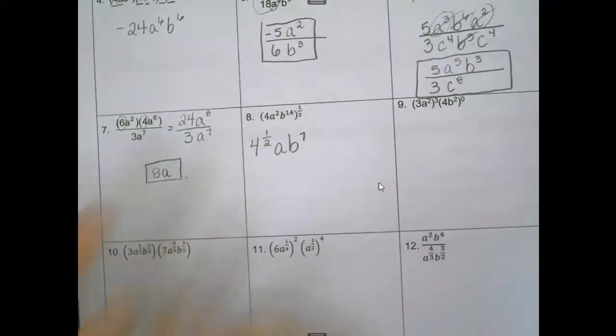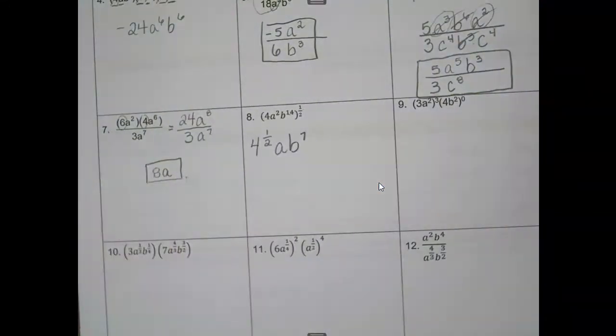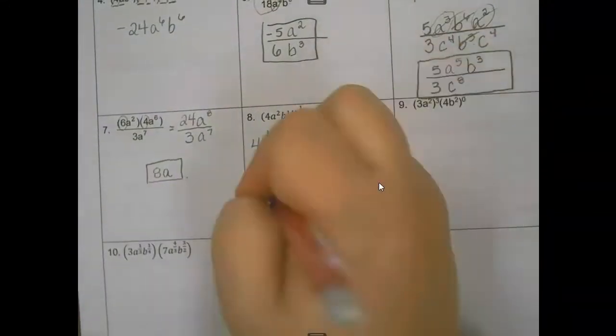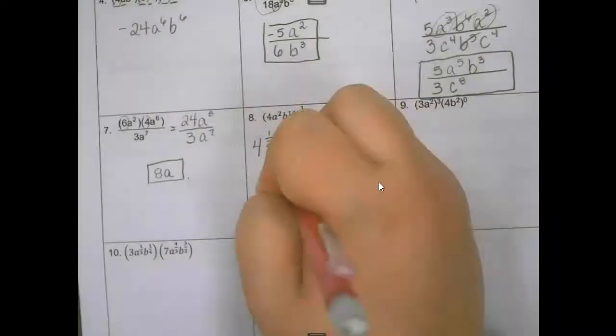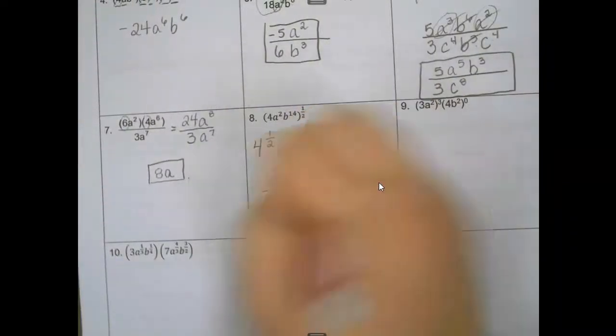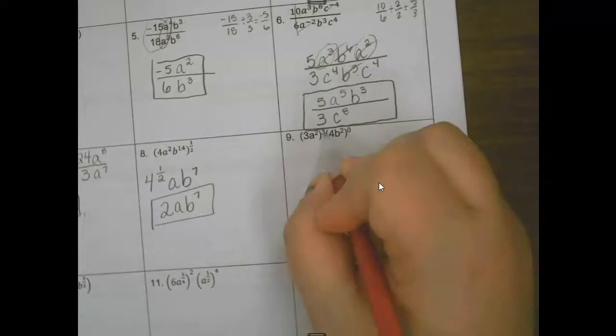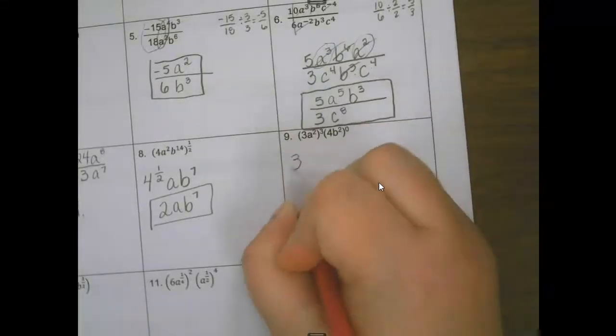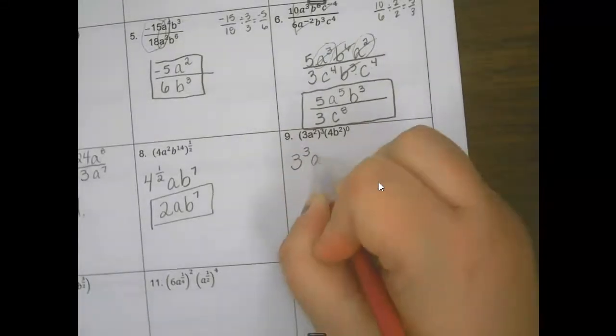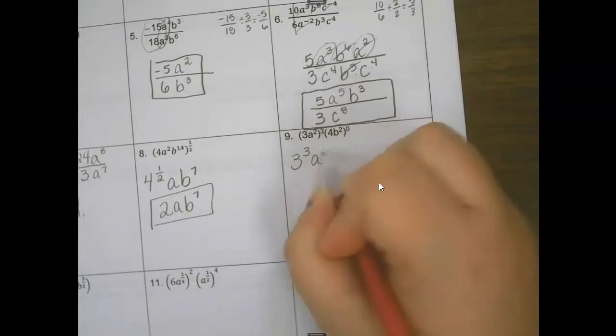So we talked about when you have 4 to the 1/2, that is the same as taking the square root. So it'll be 2ab to the 7th. Look at number 9. So I'm going to distribute that to 3, so it's going to be 3 to the 3rd. 2 times 3 is 6.